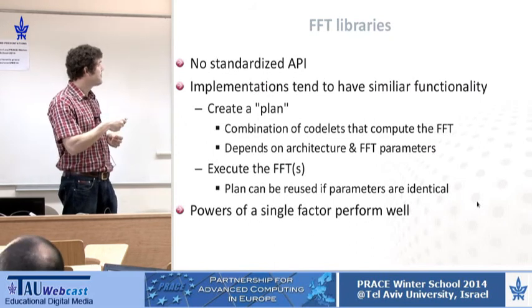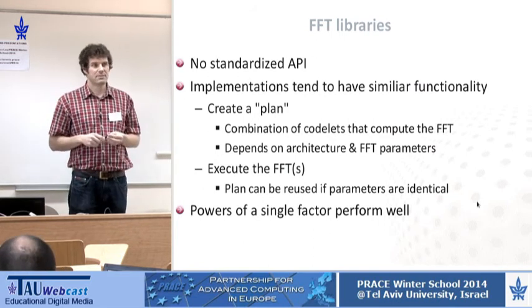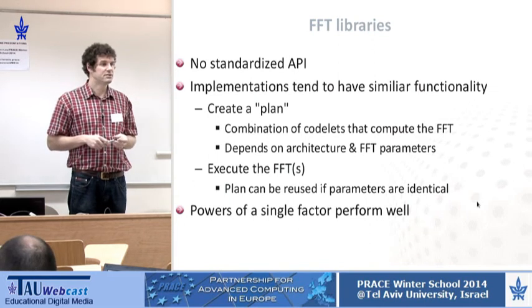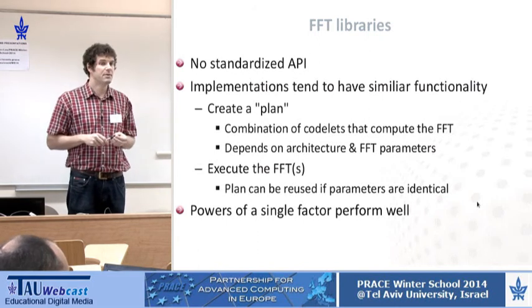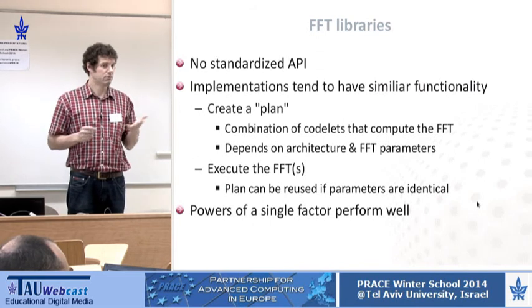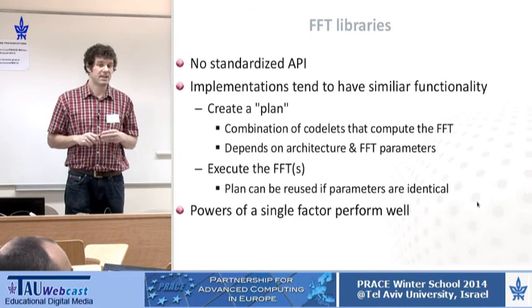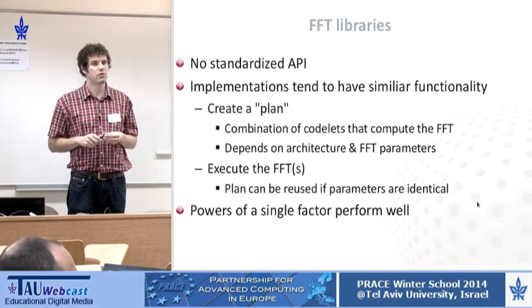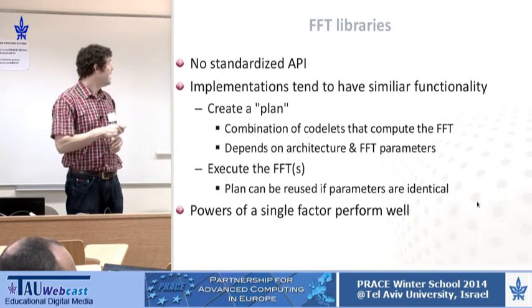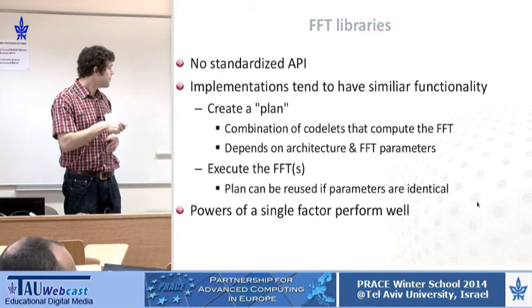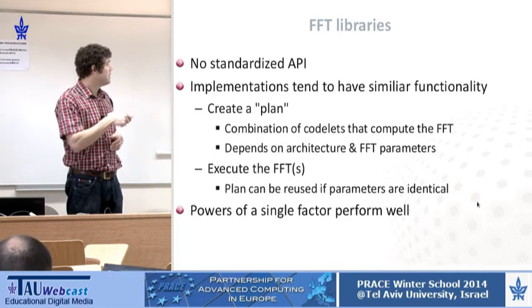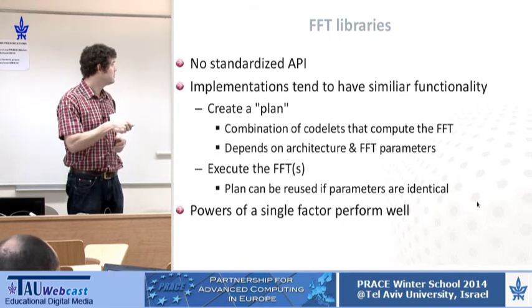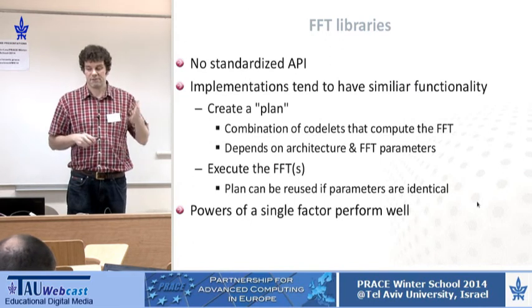Many of them have some similarities. In many cases, in an initial phase of the program, you create a plan. That's typically where you give the FFT library an idea of what the dimension of your FFT grid is, and maybe also what type of FFT, 1, 2, or 3D, inverse or direct, or whatever you want to do is going to take place. And then there is the actual execution phase, which can reuse the plan. So the plan is created only once for certain FFT parameters, and then used for several different executions.